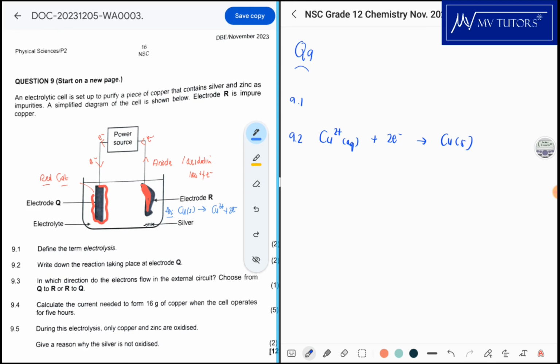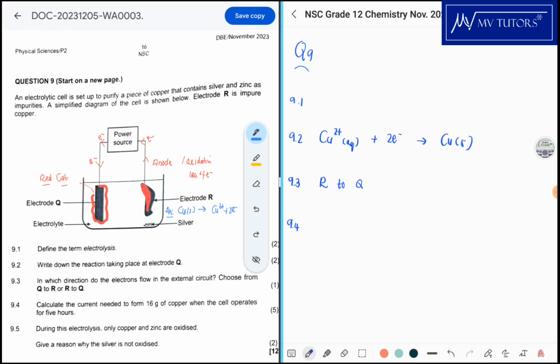Okay, so that's 9.2. And then 9.3, in which direction do the electrons flow in the external circuit? Choose from Q to R or R to Q. We can see the electrons are flowing from R to Q. And then it says, calculate the current needed to form 16 grams of copper when the cell operates for 5 hours.